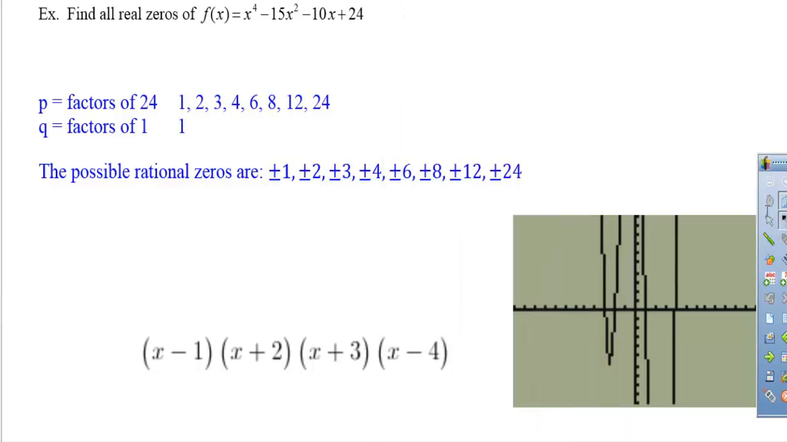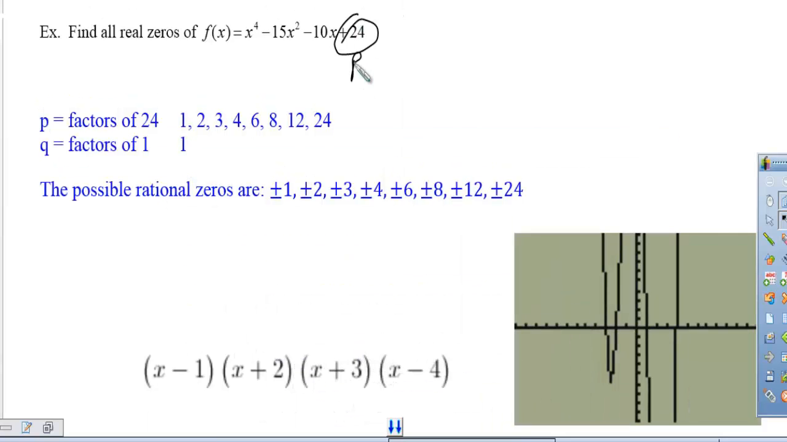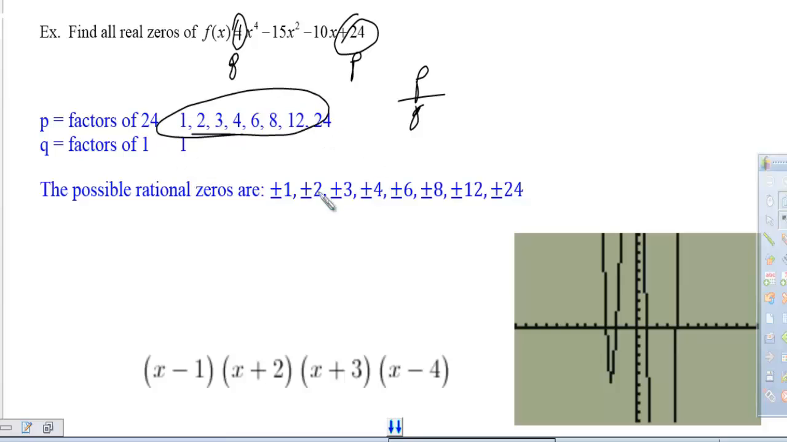So now the first thing we're going to do is identify P and Q. Q's the 1 right here. So that goes right here, the only factor. 24's got a whole bunch. And you'll see them here. 1, 2, 3, 4, 6, 8, 12, 24. So these are all possibilities. And then again, we just set them as a ratio of P to Q. So this, luckily, since Q is just 1, it makes it a little easier. So I just have 1 over 1, 2 over 1, 3 over 1, 4 over 1, and so forth. So we get plus or minus all of these factors. And you see those listed right here. So these are all the potential rational zeros.